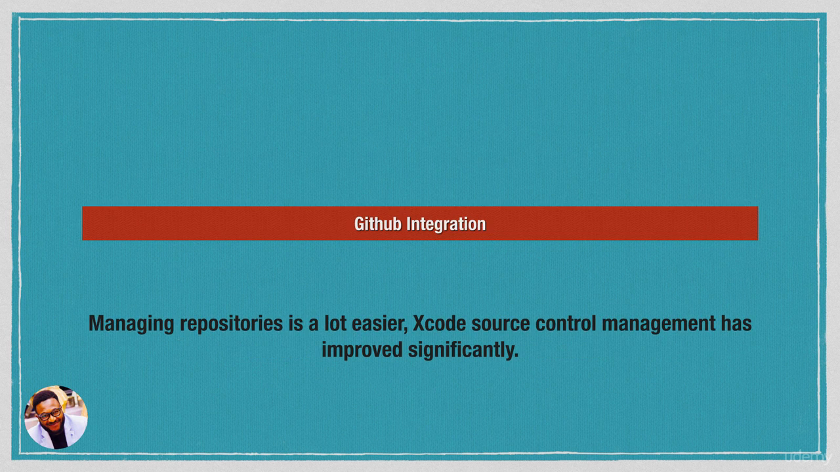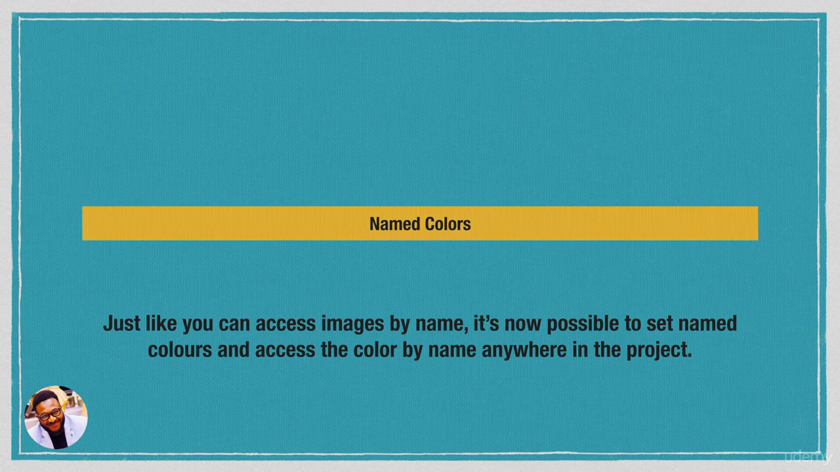GitHub integration. The source control management has been improved. You can now manage repositories a lot easier within Xcode, and I'm going to be demonstrating some of the cool features. Named colors. I like this one as well. Just like we can access our images by name, it is now also possible to set named colors, and then we access the colors by name anywhere in the project.